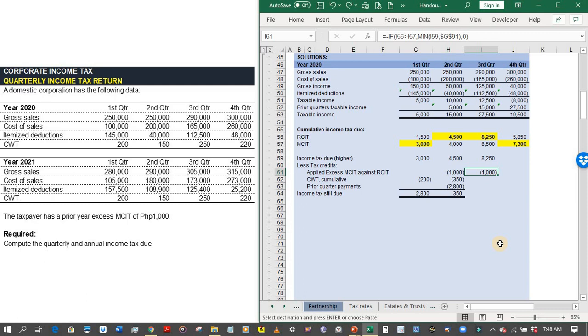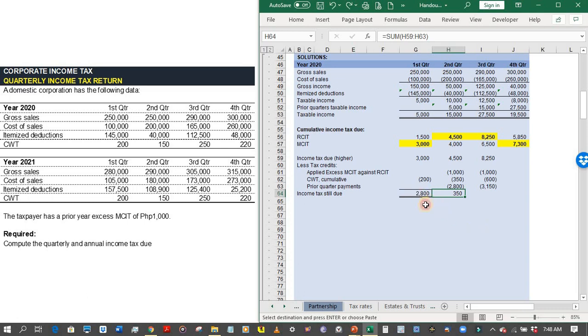Then the cumulative CWT is 600 pesos. That is 200, 150, and 250. Then the prior quarter payments has a total now of 3,150, which is the total of 2,800 and 350.